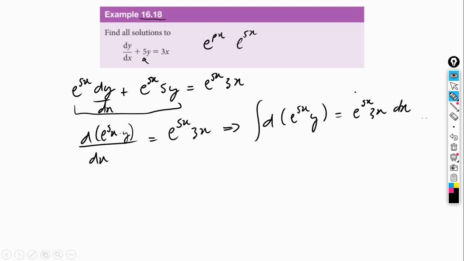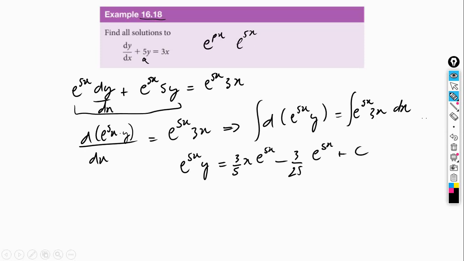So on the left-hand side, because it's the antiderivative of the derivative, we just get e to the power of 5x times y is equal to, and then on the right-hand side, you're going to have to do integration by parts, but I leave that to you as a practice. You should get 3/5 x times e to the power of 5x minus, sorry, 3/25 times e to the power of 5x plus a constant c.